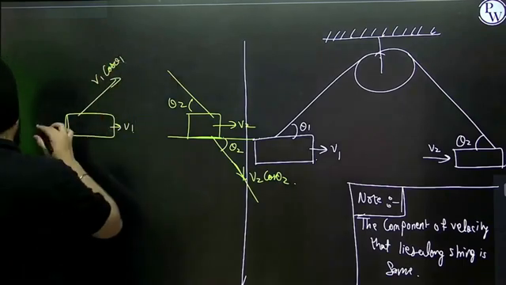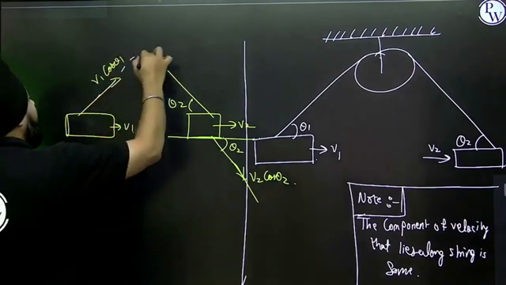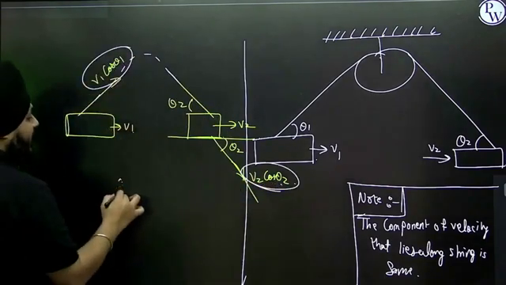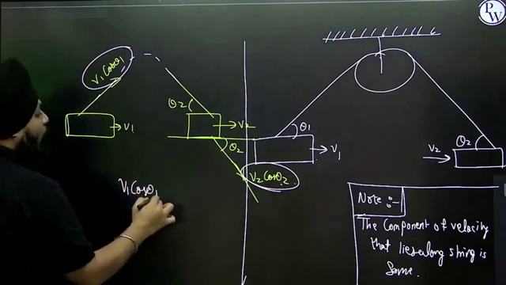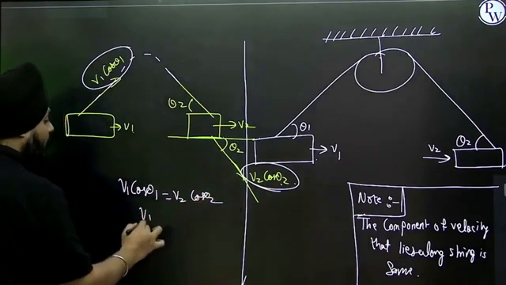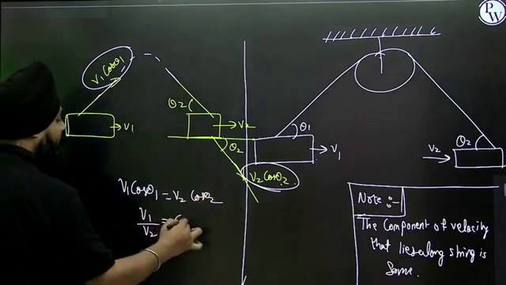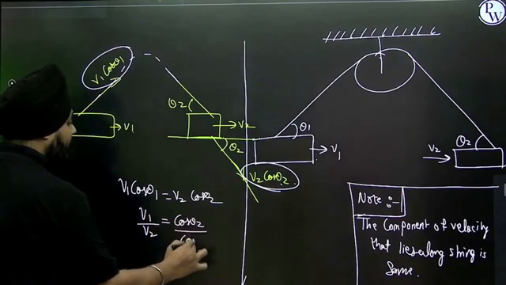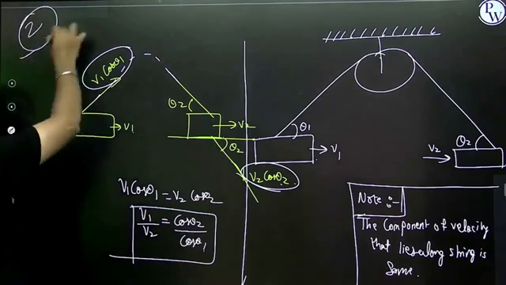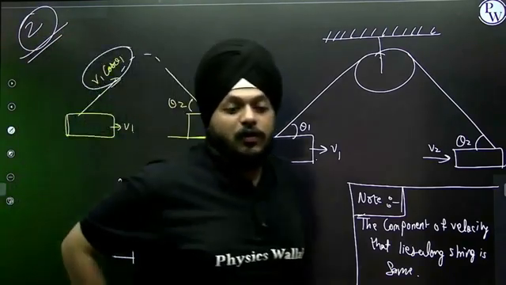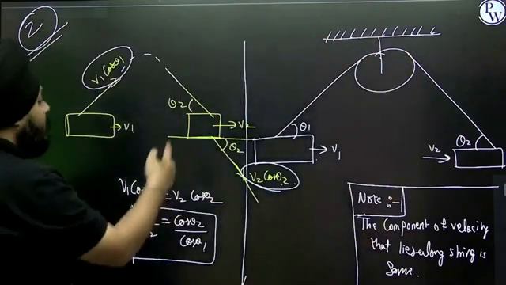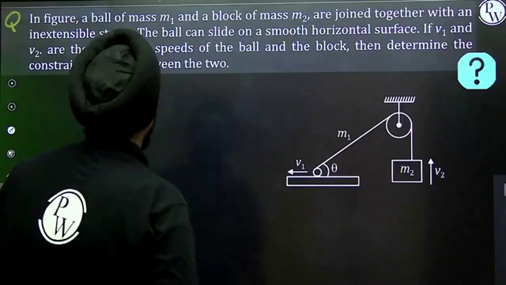So the components of the velocity that lie along the string, you can see this lies along the string, this lies along the string, they are equal because the string is taut and massless. So what will be the constraint relation? V1 by V2 is equal to cos theta 2 by cos theta 1. So this is the second method of the general constraint. The first method I showed you all was the pulley shortcut. The second method is this. Now we are going to solve this sum according to this method.